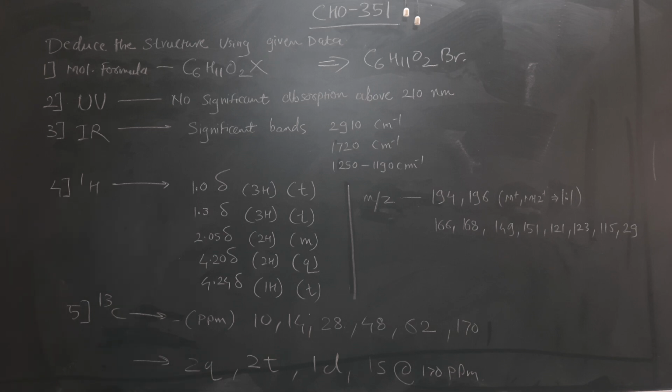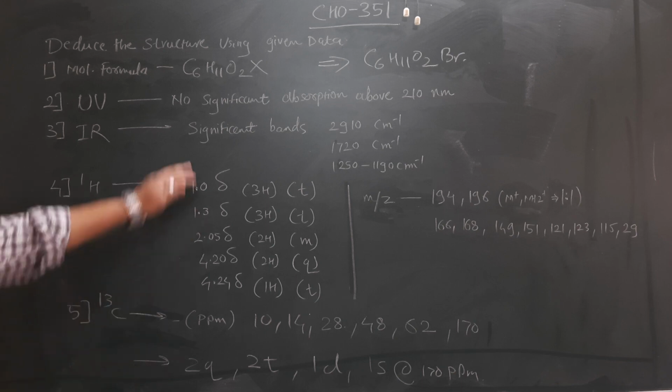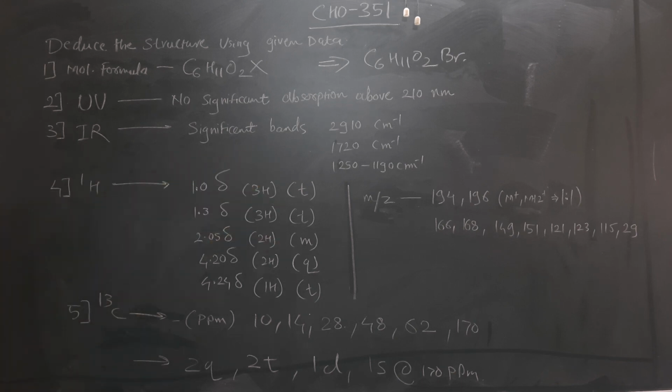IR data: 2910 per centimeter, 1720 per centimeter, 1250, 1190. 2910 indicates CH stretch of alkyl, and if it is weak then it is also aldehydic CH stretch. They don't mention anything weak, they mention significant bands. So 2910 is the CH stretch of the alkyl aliphatic chain.